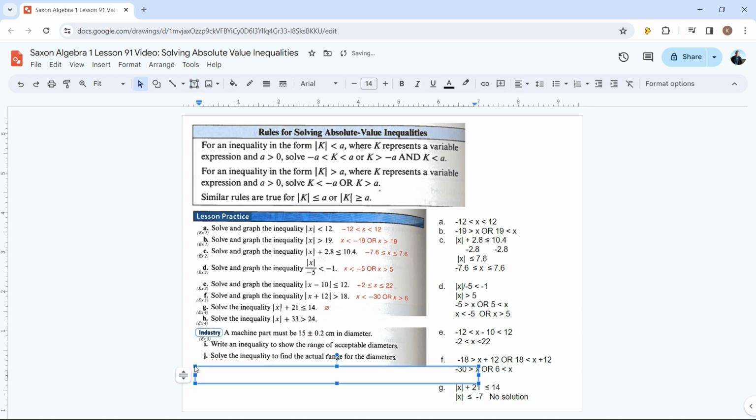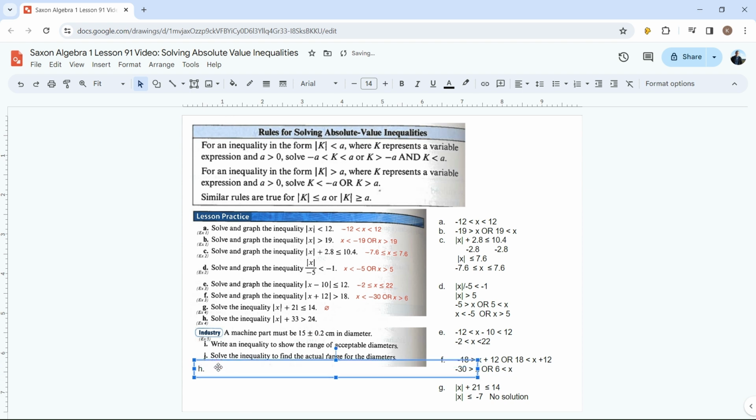All right, and now let's do letters H, I, and J. I'm going to put those over here. Letter H. Solve the inequality: the absolute value of x plus 33 is greater than 24. I'm going to subtract 33 from both sides right away. So the absolute value of x is greater than 24 minus 33, which is negative 9. That's negative 9.